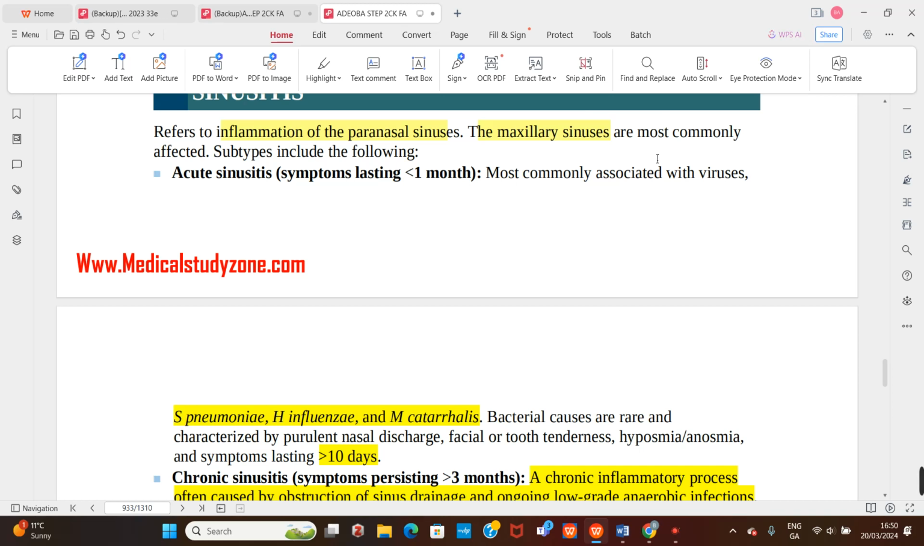1 month. Most of the time, they are caused by viruses. So you now have bacterial infection superimposing on these viruses. That's the way it is most of the time. Most of the time, the viruses are self-limiting. Within 5-7 days, they have disappeared.